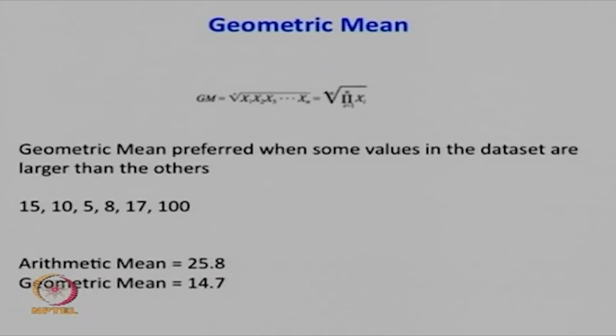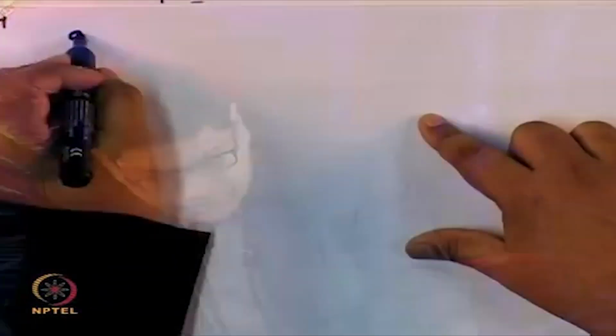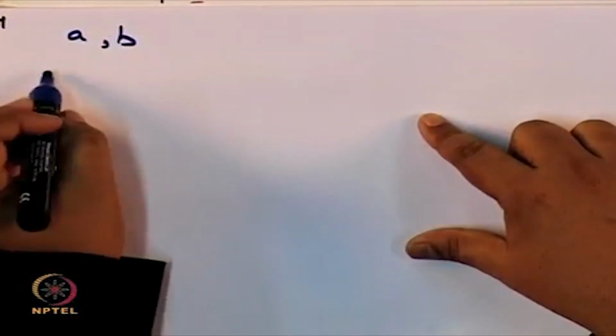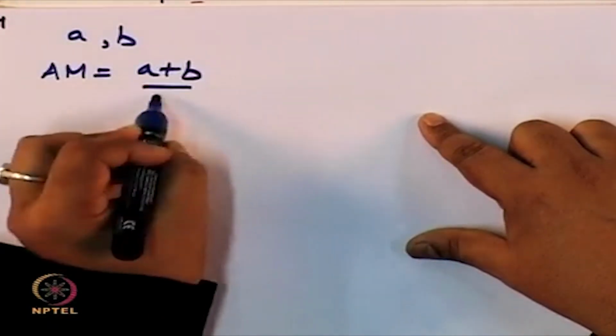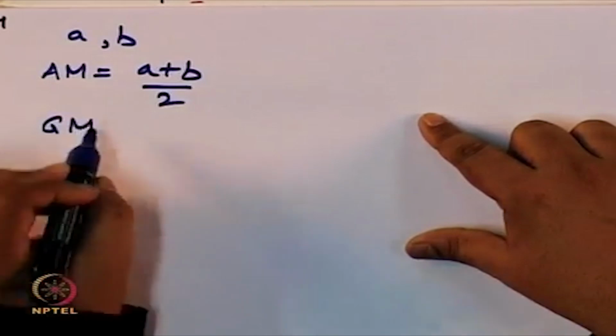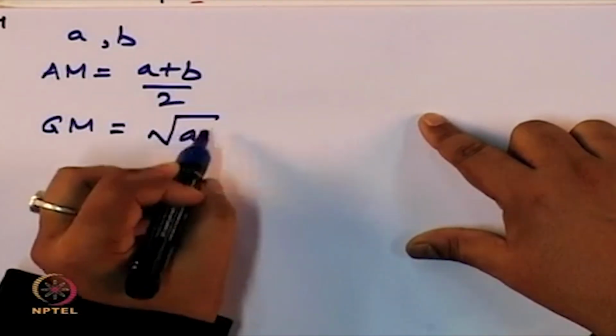And in this particular case that we worked out, you find that the geometric mean is less than the arithmetic mean, and is it true for any data set? It can be shown. So, let us take two numbers, A and B. My arithmetic mean will be defined by A plus B by 2, and the geometric mean will be the square root of AB.